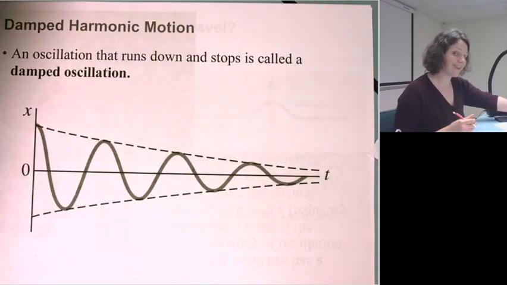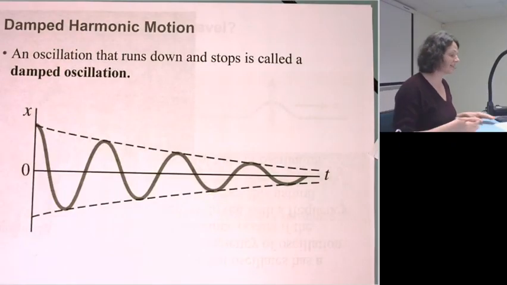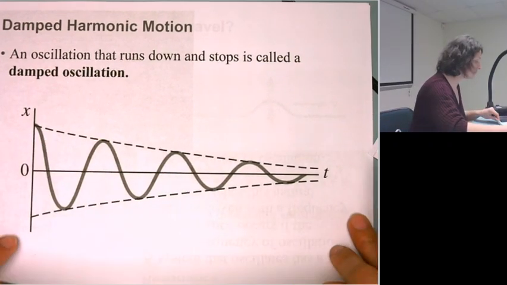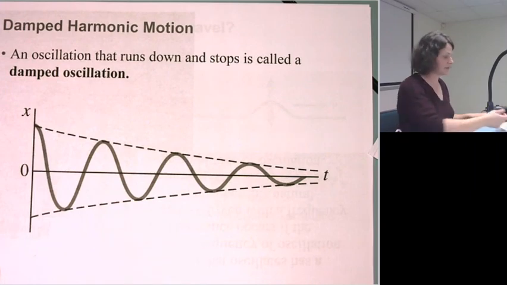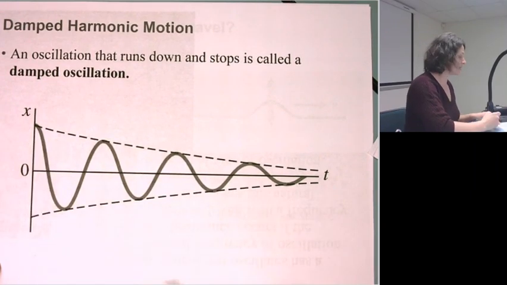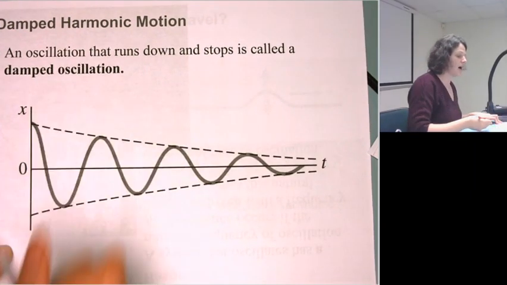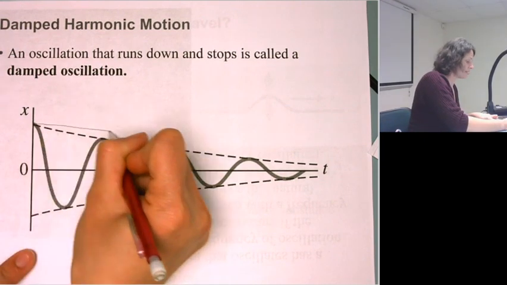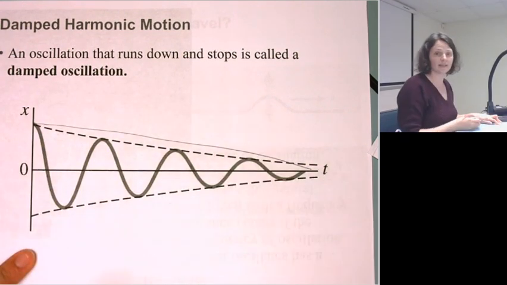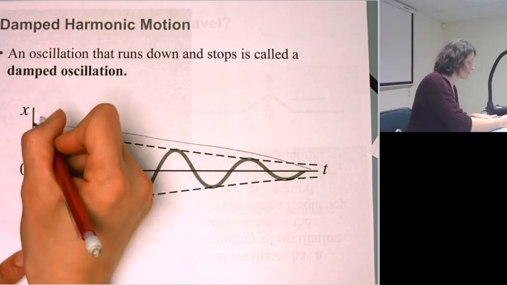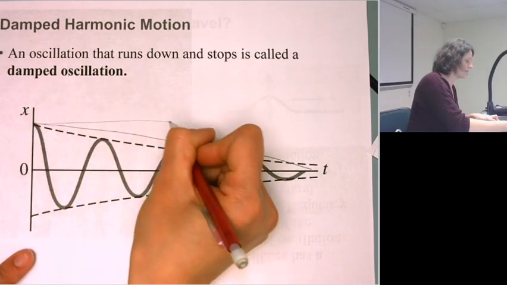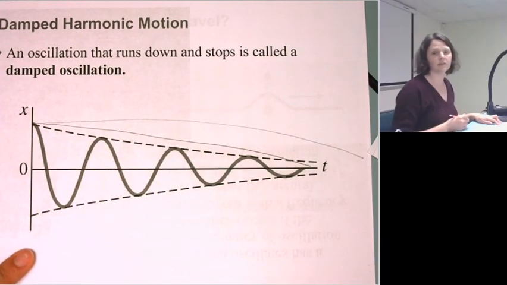We also talked about damped harmonic motion. So this is oscillations that run down and stop. We talked about underdamping. This would be something that is underdamped. We talked about critical damping, which is where it would just travel straight down and never oscillate. And then overdamped, which is also where it doesn't oscillate, but it takes a really long time to do that.